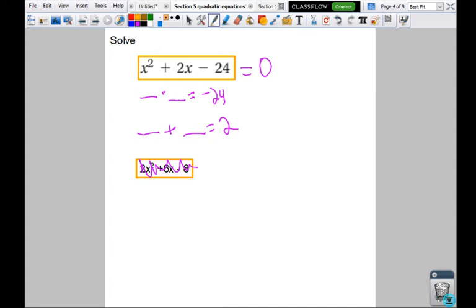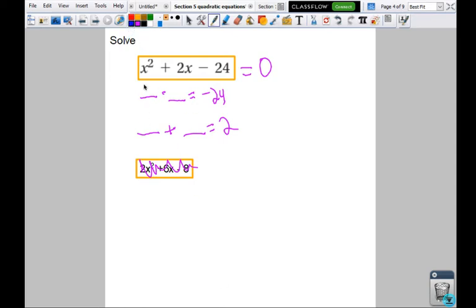I don't know. Give me something we can multiply to get negative 24. Give me two things we multiply to get negative 24. They don't have to be the right one. Just give me two of them. We'll just keep going until we find it. Negative 12 and 2.